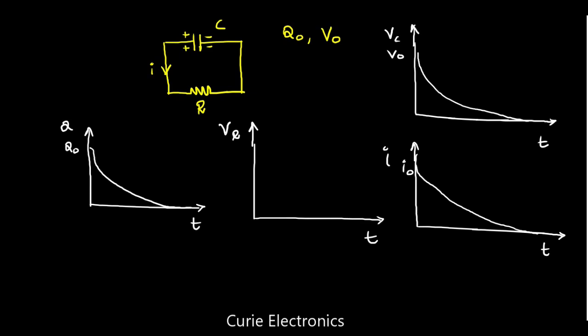So here the circuit current is decaying exponentially, so the voltage across the resistor also decays exponentially. So all are decaying exponentially. This is the V naught max value. Okay. Now let's see how this behavior is.